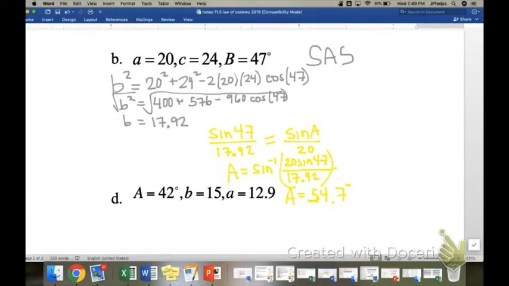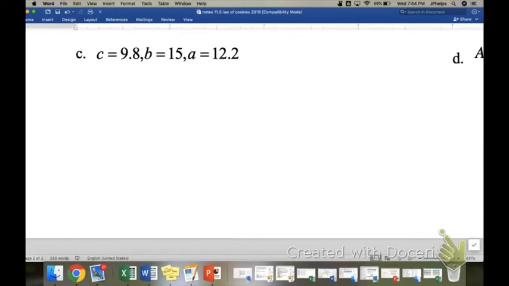Now that we've got angle A and angle B, we can subtract from 180 to find angle C. So angle C comes out to 78.3 degrees. The next problem is number C, or letter C. This problem, we're given all three sides but none of the angles, which means that we need to use the law of cosines. And when we use the law of cosines and we're given all three sides, we need to start out by determining which of the angles is going to be the largest and solve for that one first.